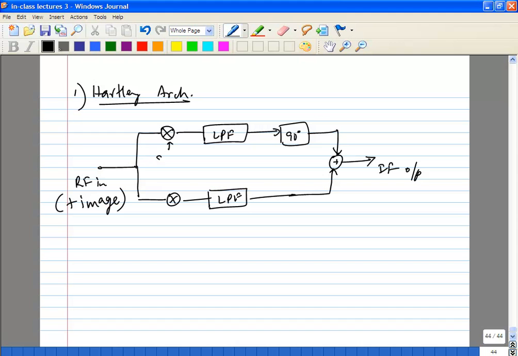So you have sin omega LOT and you have cos omega LOT. Okay, so what you're going to do is take your RF input. On one side you're going to mix it with the sinusoid, sin omega LOT, go through the low pass filter, then do a shift by 90 on that. On the other side you multiply with cos omega LOT, low pass filter, don't do a shift by 90, and go ahead and add the two outputs. Okay, so let's look at it mathematically and see what happens.